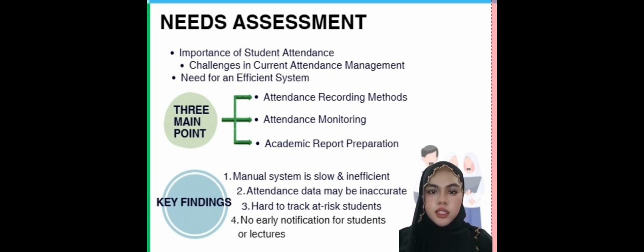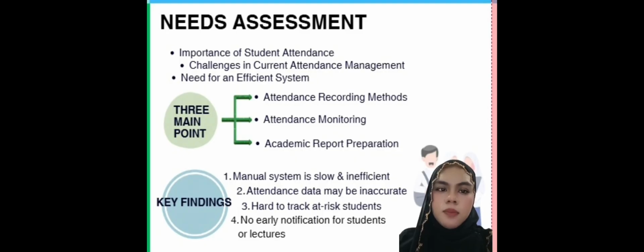0252113008. Today I'll be presenting a needs assessment under the topic Student Attendance Management System. First of all, student attendance is very important because it shows student discipline and commitment to their study. When students attend class consistently, they are more engaged and usually perform better academically. Attendance data also helps the university to evaluate teaching effectiveness and plan suitable academic support or intervention.